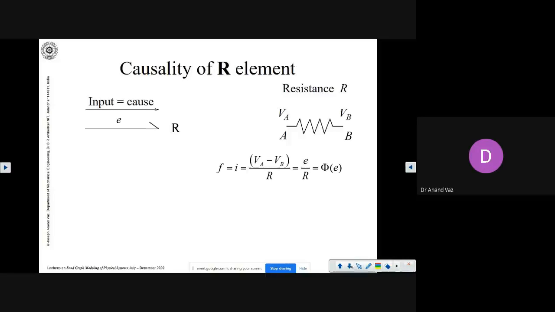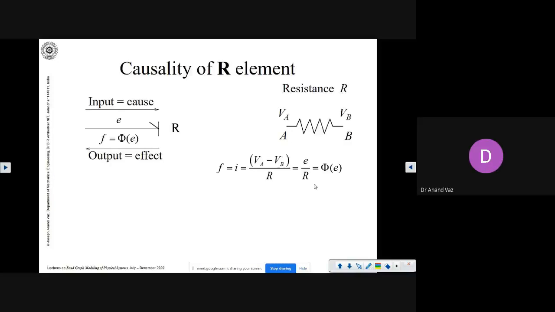So here we have the effect. The output here, the flow, that is the current, is a function of the input directly. You see there is no integral or derivative involved. It's a direct algebraic relationship where you provide the effort at this moment of time, and you have the flow available to you. This instantaneous relationship is the characteristic of the R element.